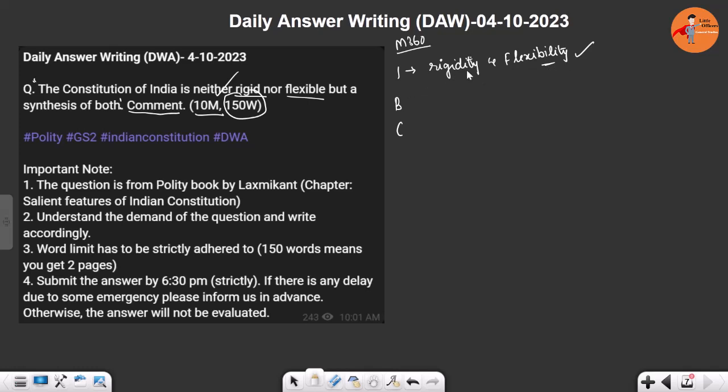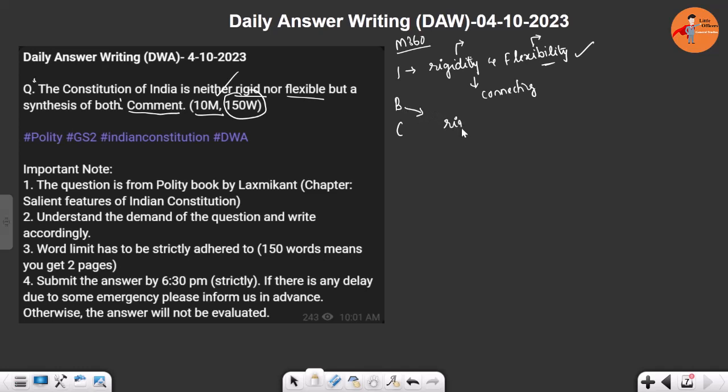So here, after writing the meaning of rigidity and flexibility according to your understanding, simply make a connector saying that the Indian Constitution has the features of both rigidity and flexibility. The following are the rigid features of it. So we will be putting a heading and then moving towards the body.